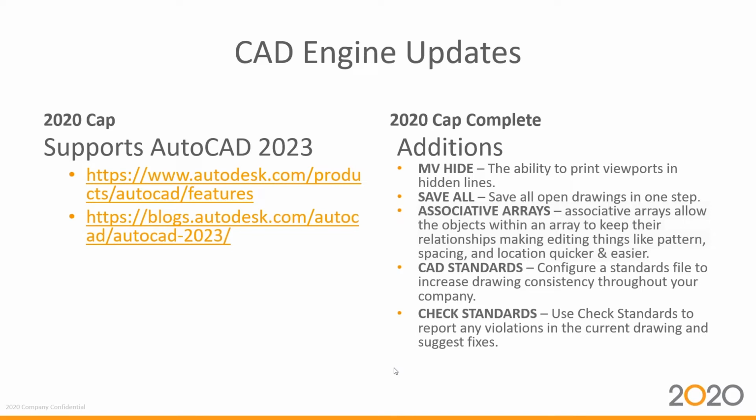In addition to that, you can also check those standards. There's a check standards command that allows you to basically look at your drawing and report any violations to your standards in that drawing, and then suggest fixes to those standards. So those are two very powerful things, especially if you're in a large dealership, that you can standardize on those things.